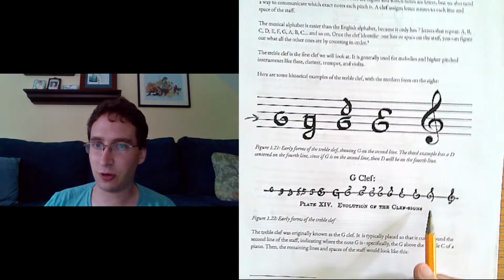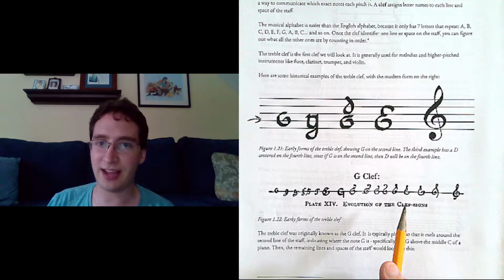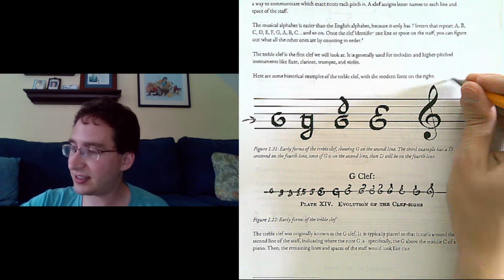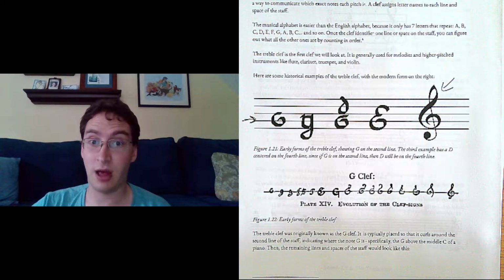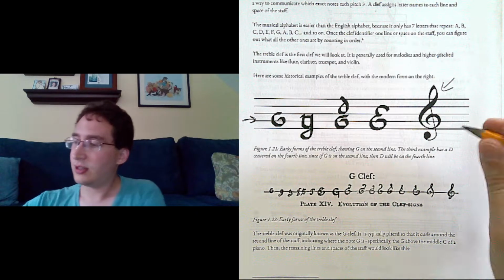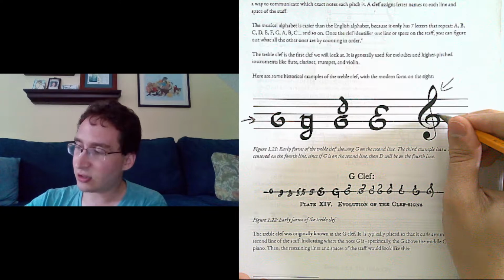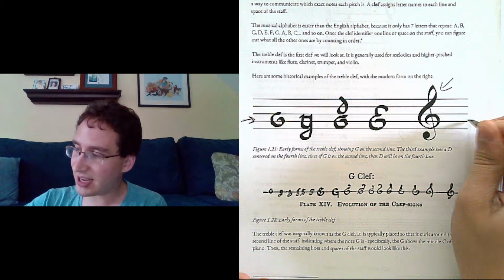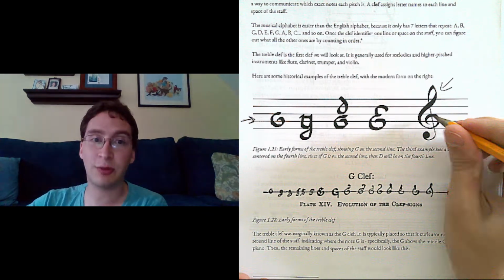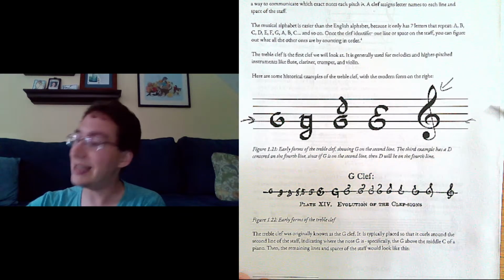There are various forms that we can go back and see historically, but this is what the modern treble clef looks like. And what it does is it curls around this same second line, and it tells us that is where the note G above middle C is.